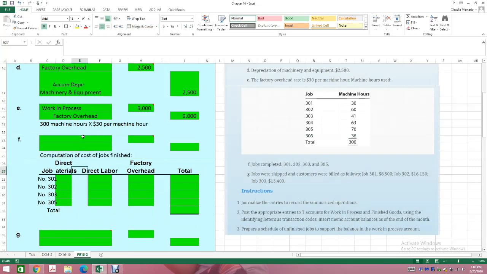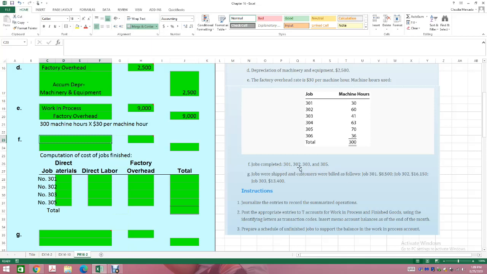Okay. So, letter F. Jobs completed. 301, 302, 303, and 305. Okay, so we have several jobs that we started. We were able to complete 301, 302, 303, and 305. So we are missing to complete 304 and 306. Okay, but these 4 jobs were completed from beginning to end.